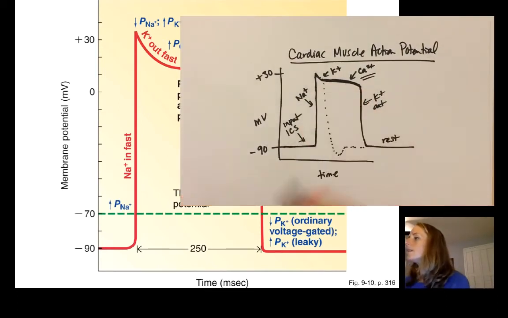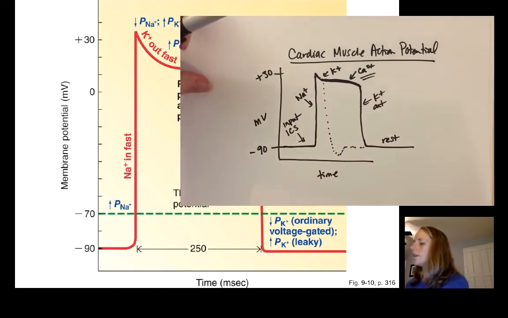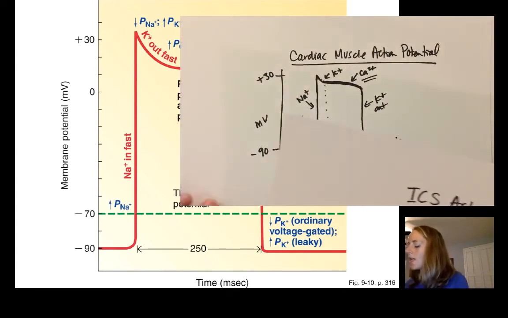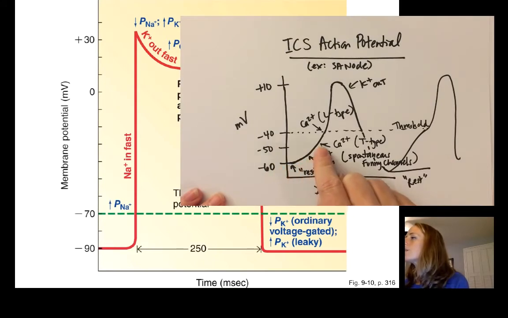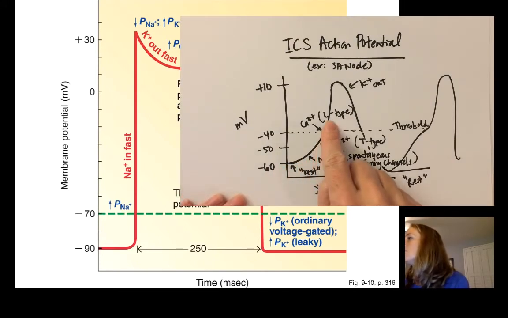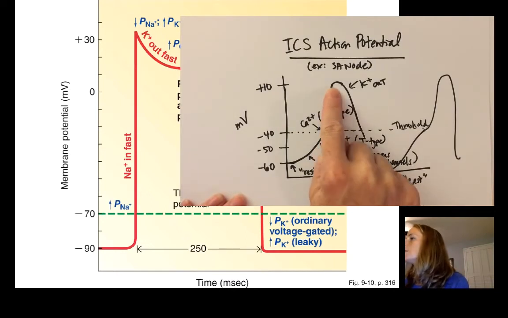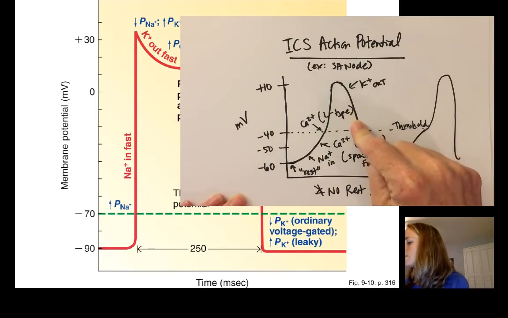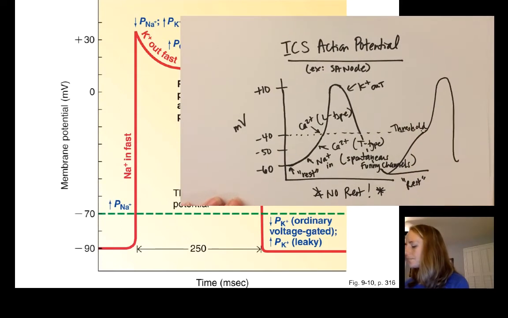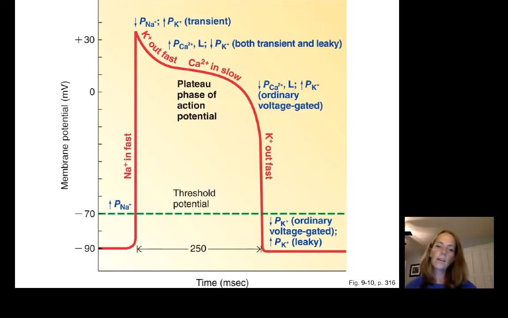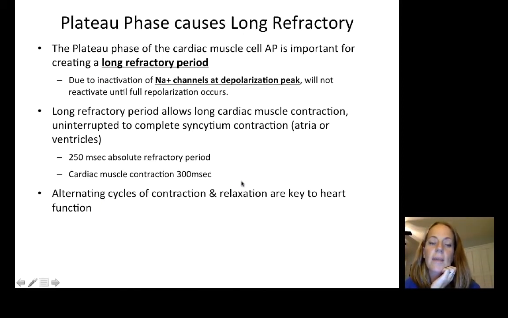So compare this to the intrinsic conduction system action potential, which looks very different, right? The intrinsic conduction system action potential starts at minus 60 and slowly rises because of the funny channels. Then its depolarization is not due to sodium, it's due to calcium. And then it repolarizes normally due to potassium. Then everything restarts and starts over again. So I want you to notice as well that calcium has a role in both the intrinsic conduction system and the cardiac muscle cell action potentials.